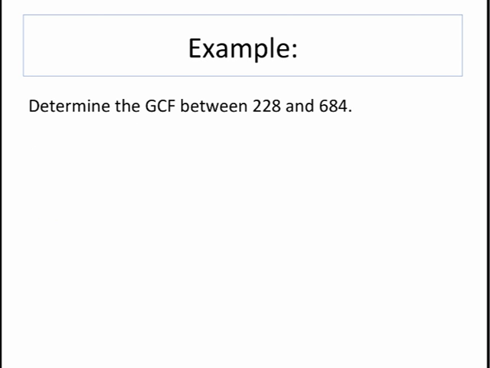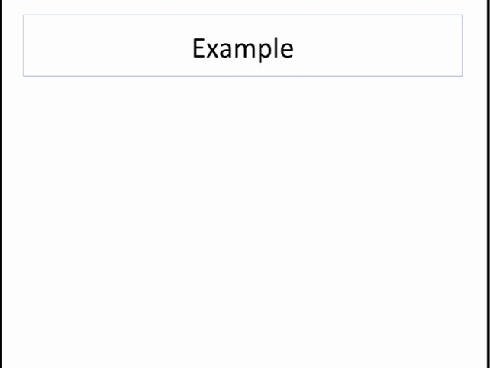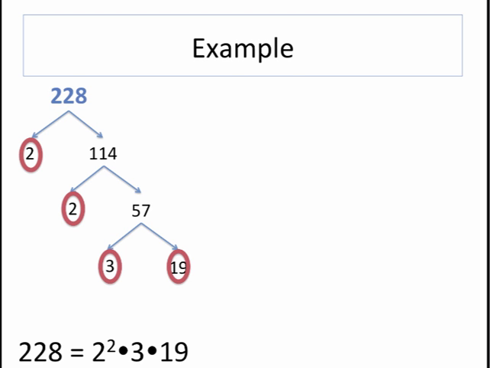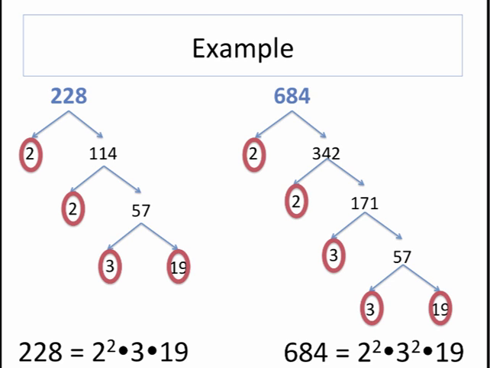So for our final example, we'll look at two relatively larger numbers again, 228 and 684. I hope you would agree that coming up with a list of all possible factors of these two numbers would be very long and tedious compared to our earlier examples. So we'll look at the factor tree for each. In the first case, we have 228 breaking down into a prime factorization of 2 squared times 3 times 19. Then 684 breaks down into a little bit longer process, but it is 2 squared multiplied by 3 squared multiplied by 19.